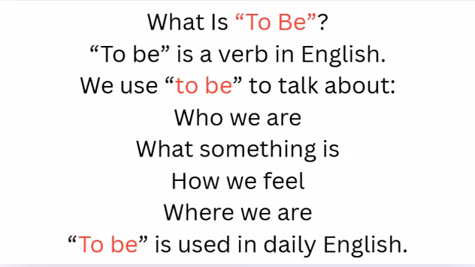To be is a verb in English. What is this to be? We have not learned at all. Don't worry, I will explain what is to be in English. We use to be to talk about who we are, how someone feels, where someone is, and what something is.